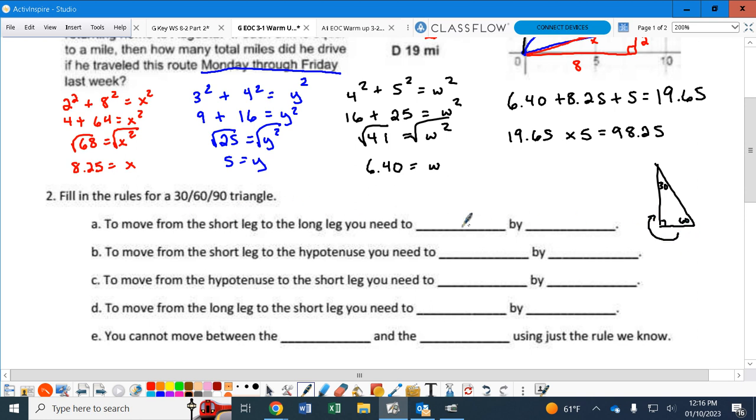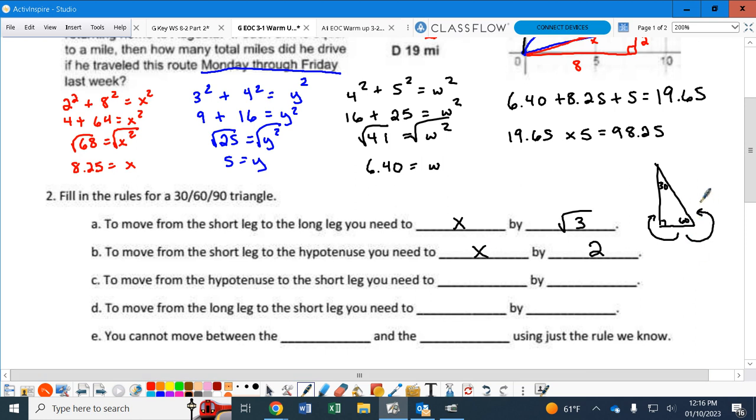would I be multiplying or dividing? Multiplying. By what? I'm going over the right angle symbol, so I'm going to multiply by radical 3. How do I know? Because I'm going over that right angle symbol, so I know I've got to use the radical. So it's radical 3. For the next one, if you go from the short leg to the hypotenuse on the other side, are you multiplying or dividing? Multiplying, because you're getting bigger. And what are you multiplying by? 2. Multiplying by 2.